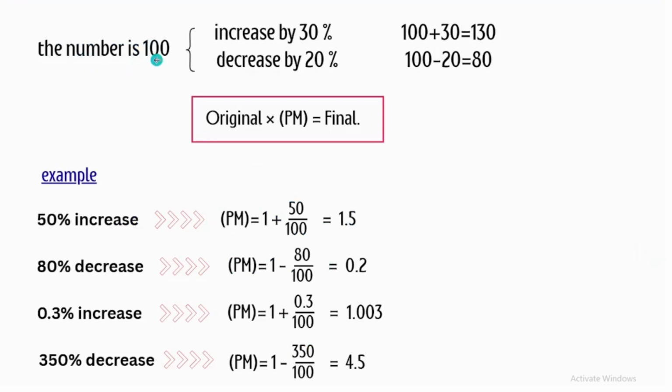The number is 100. If the number is 100, increase by 30%, so 100 plus 30 will be 130. The number is 100 and decrease by 20%, that will be 80. This is the PM, the percent multiplier.